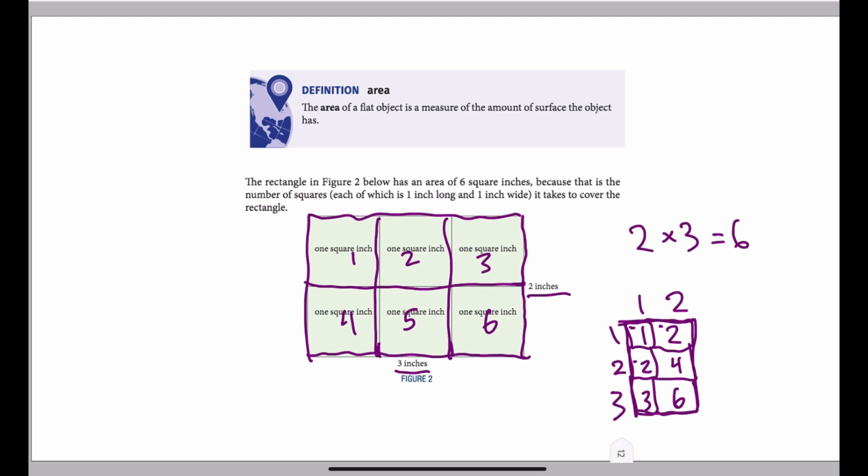And so area is a measure of the flat surface an object has, typically something like the inside of a house, right? It's often how we think about area in terms of square footage. But we can think of it in a whole bunch of different ways, all of which is related to multiplication.